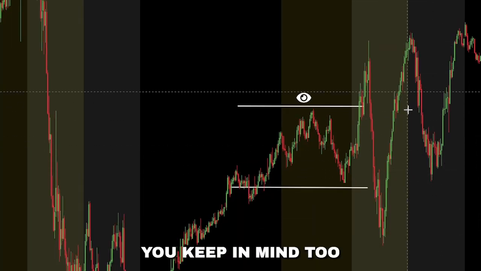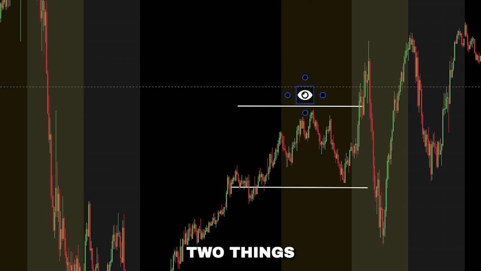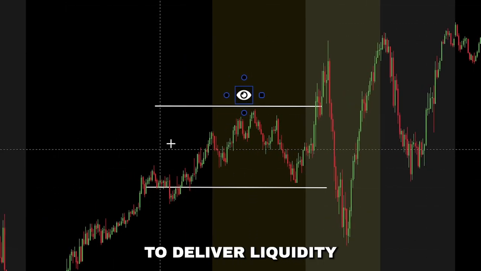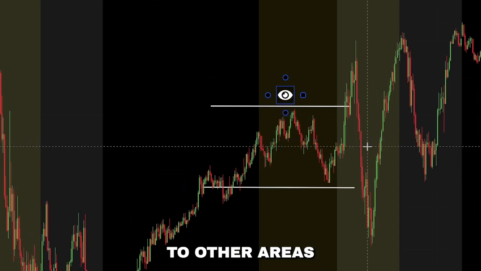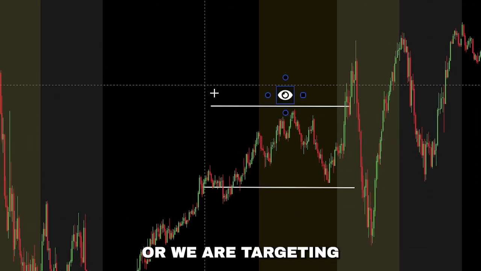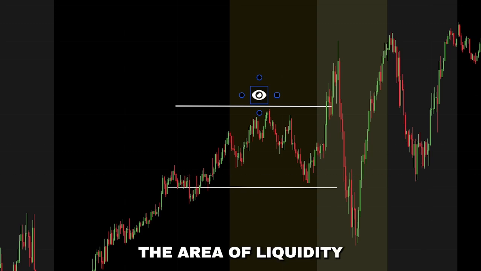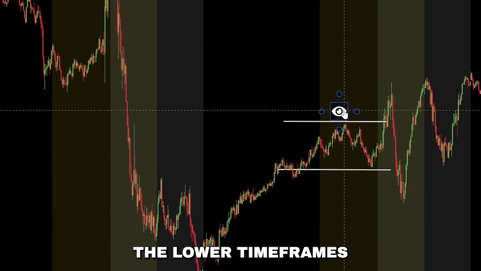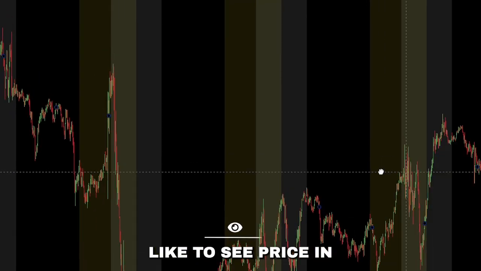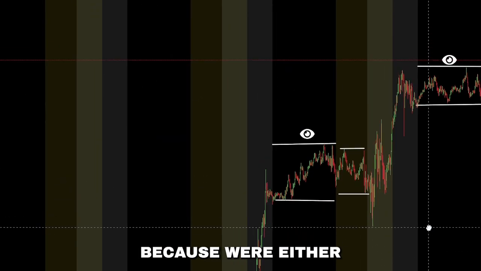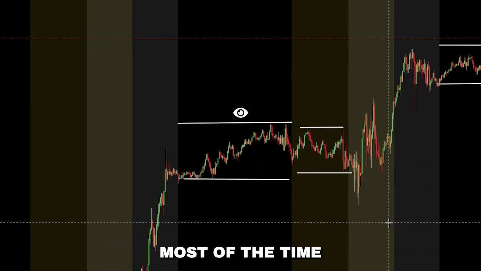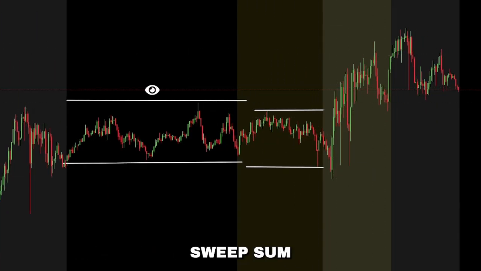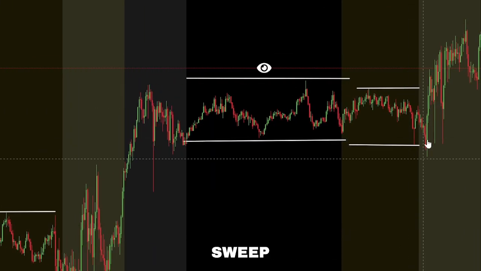So keep in mind too that price likes to do two things. Price likes to fill in imbalances, or price likes to deliver liquidity to other areas. Price is either filling in an imbalance or we are targeting an area of liquidity, especially on the lower time frames. This is the view that I like to see price in, because we're either doing one of these two things most of the time.